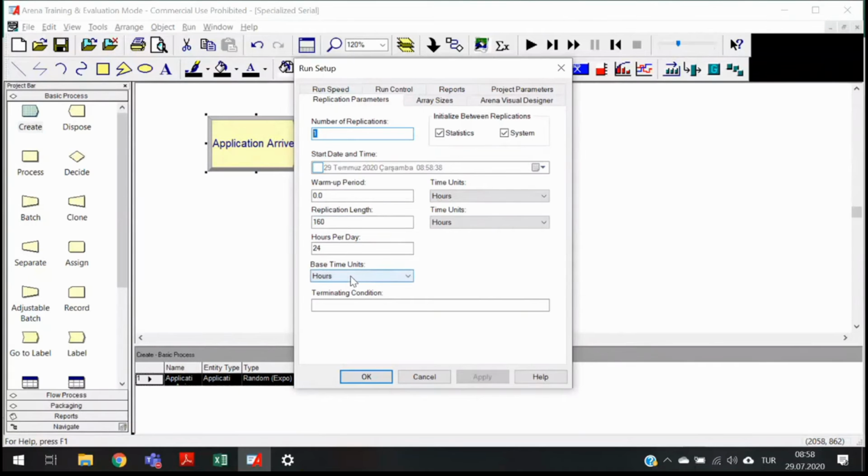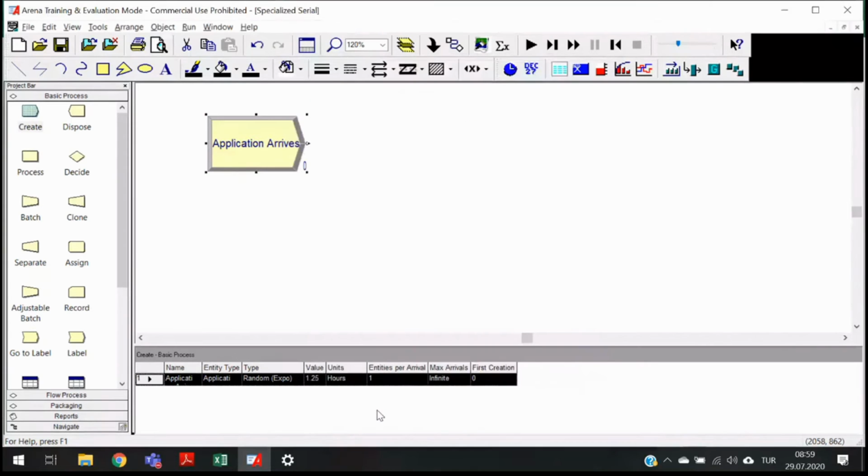So this means if we are going to enter any duration or any parameter in time units, we need to enter everything in hourly units. Okay, so you do not enter anything in minutes or seconds or days, the base time unit is hours in the simulation. Everything will be entered in hours. So the replication parameters are introduced.